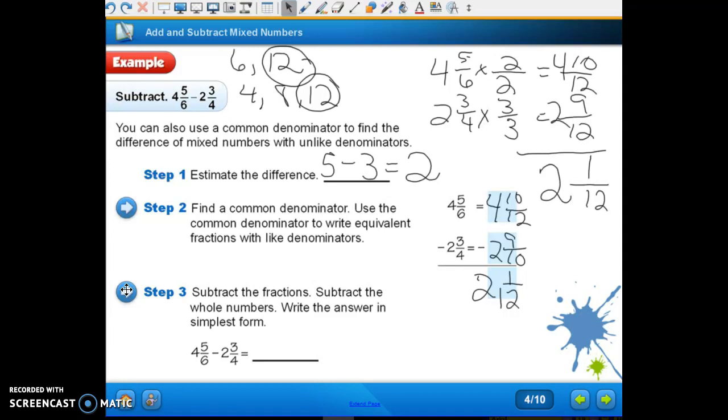Subtract the fraction. Subtract the whole number, then write the answer in simplest form. Do we need to make anything into simplest form? No. So 2 and 1/12.